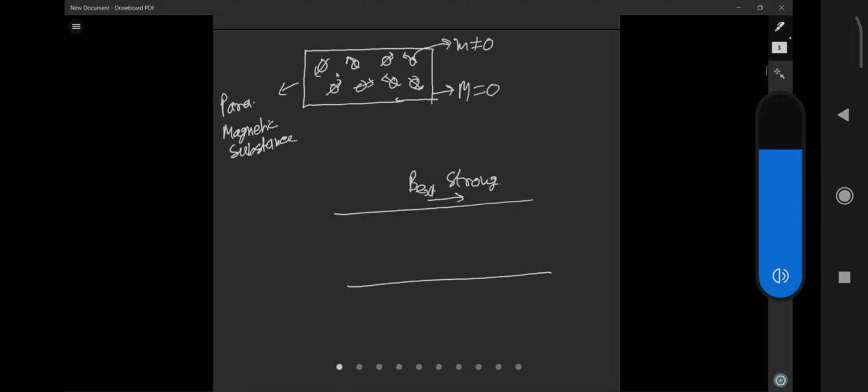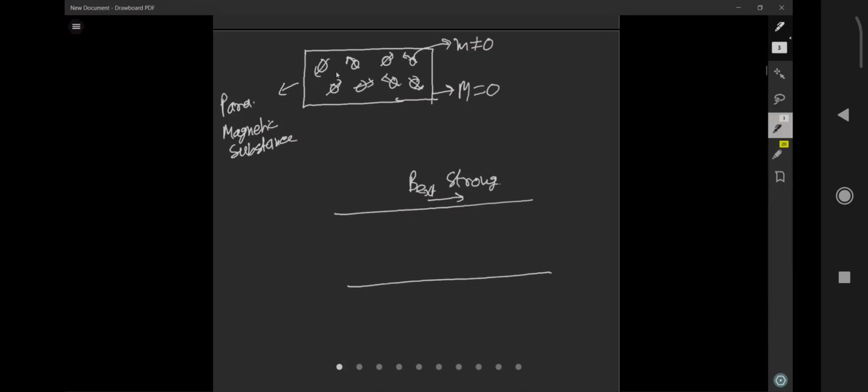Which always tries to align itself in the direction of the applied magnetic field. Did you ever study this? Yes, sir. When a dipole is placed inside a strong field, it experiences a torque which tries to rotate it in such a way that it becomes aligned with the direction of the applied field. It always tries. Try means it's not necessary that it is going to succeed.